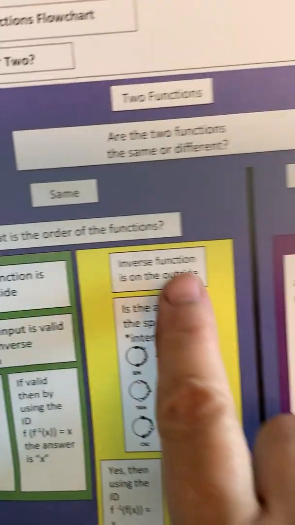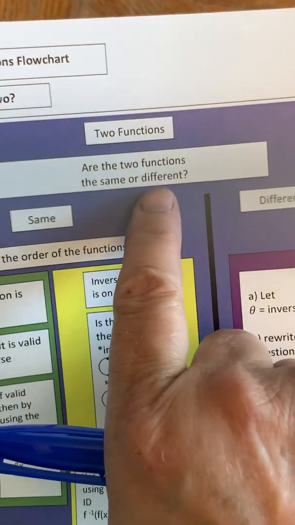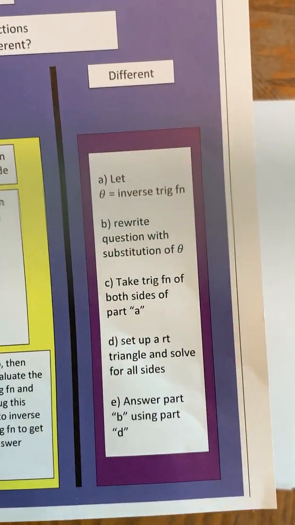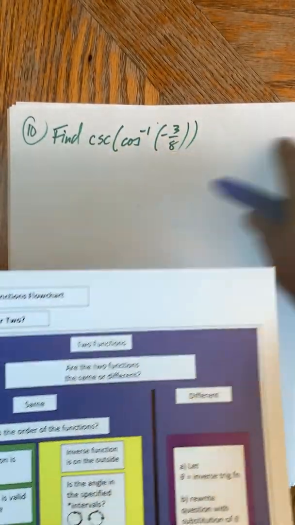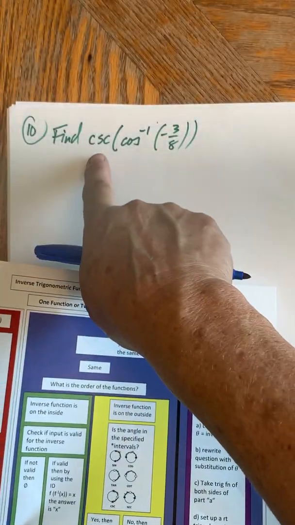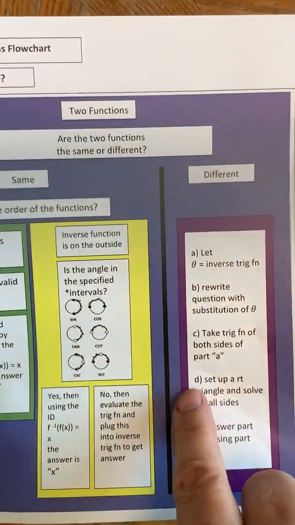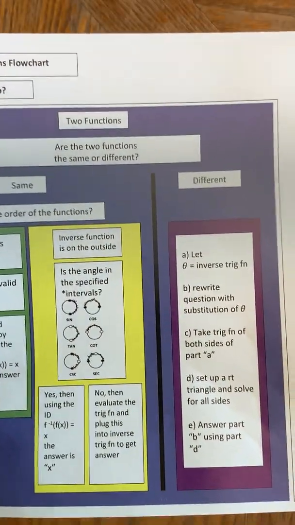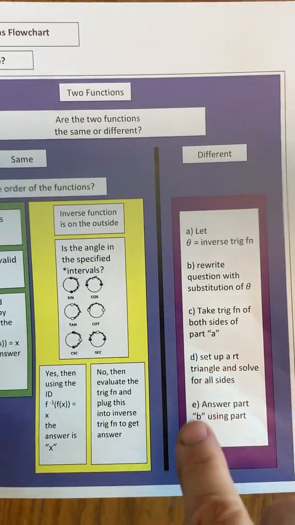So you're looking at two functions. Are they the same or different? They're different. So I've got to follow this procedure, right? I'm going to let the inverse trig function be inverse cosine of negative 3/8. I'm going to rewrite the question. So it's going to be, I'm trying to find cosecant of theta. Then I'm going to take the trig function of both sides and create a right triangle and then answer part B. So let's do that.